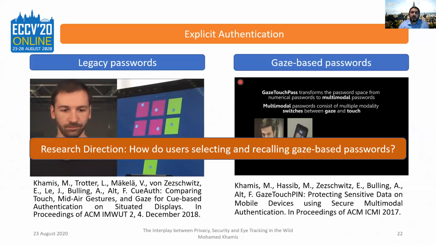So we don't know how people actually select and recall gaze-based passwords. When you enter pins on a touch screen or a keypad, there is muscle memory involved. You start to remember how to enter your password. We don't know if people also have an equivalent of muscle memory for their eye movements. So there are a lot of things that could be uncovered by doing an in-the-wild study of recalling gaze-based passwords, or selecting them or creating them and so on.